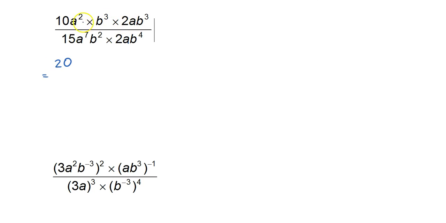I'm going to sort out all my A's on top. I've got 2 there and another one there, so I've got A to the power of 3. I've got 3 B's there and another there, so I've got B to the power of 6.